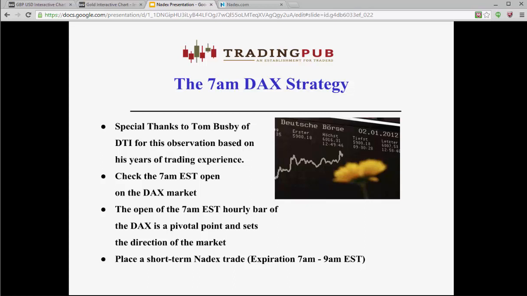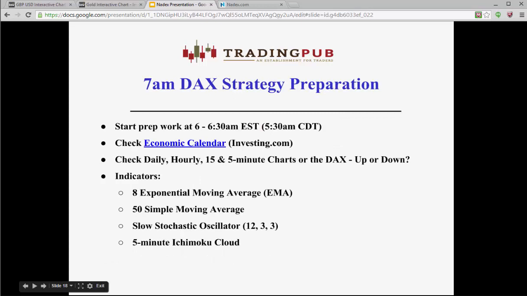So basically, you check the 7 a.m. Eastern Standard Time hourly bar for the DAX market, or the bar as it opens, and you're going to move off the opening price of that bar, and I'm going to demonstrate this for you. If it's moving, you want to find out where the market's going to make your decision based upon that. The time frame you want to trade in Nadex is between 7 a.m. Eastern Time and 9 a.m. Eastern Time.